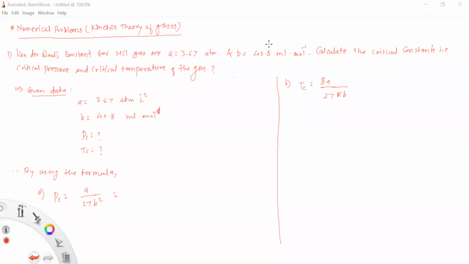Okay. So the first problem is the van der Waals constant for HCl gas. The van der Waals constants for HCl gas are a equals 3.67 atmospheric pressure liter raised to power minus 2, and b equals 40.8 ml per mole. Calculate the critical constants, that is critical pressure and critical temperature of the gas.